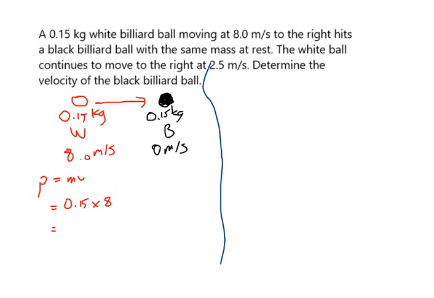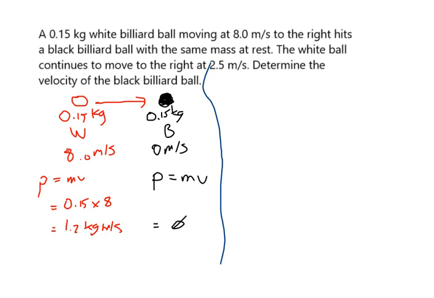So 1.2. And I'll use kilogram meters per second. That's how much momentum the white ball is providing. And just to be thorough, how much momentum is the black ball providing? Well, nothing. It's stationary.